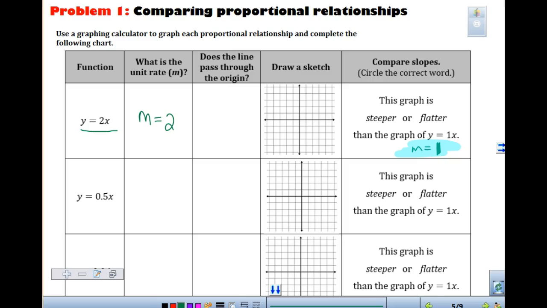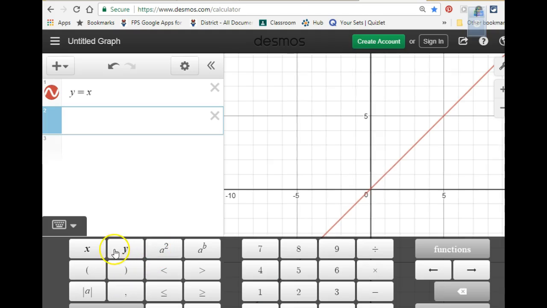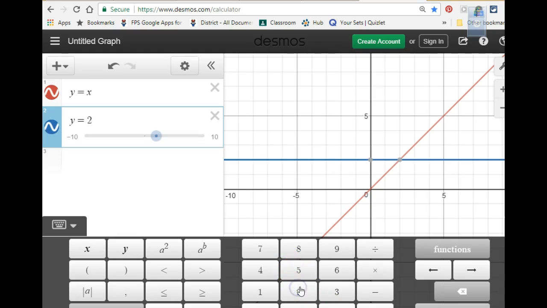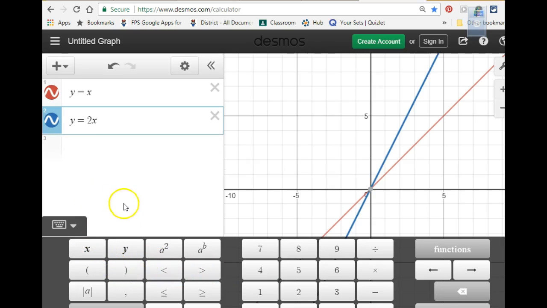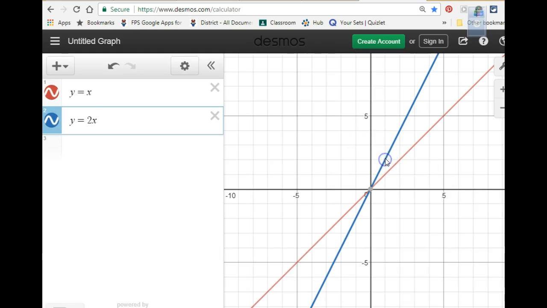So we're going to go back to our calculator, and we are going to put in our second equation, y equals. Now if you just put 2, look at what kind of a line we get. We have to add the x. So this is a horizontal line, right? The slope is 0. And we are going to put in our x. So if we click on this line, they are not the same. And what do we notice about our y? It's always double our x.